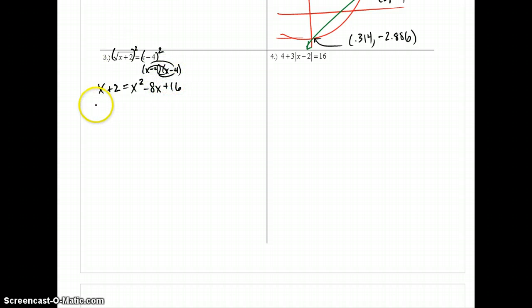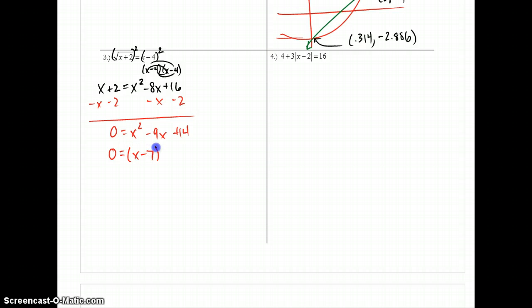This is a quadratic like question 1, so I'm going to subtract x. I get -9x. I'm going to subtract 2. I get minus 14, plus 14, excuse me, and x squared, leaving us 0 on the other side. This will factor.